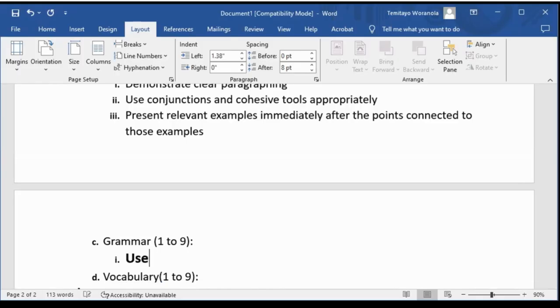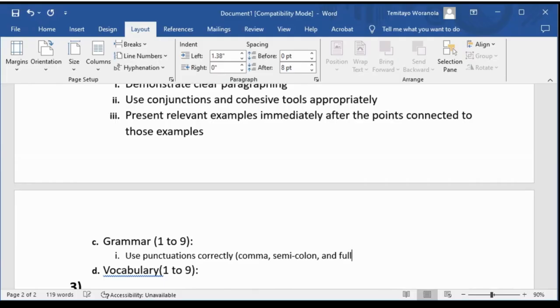Number one, use punctuations correctly. When we say punctuations, I'm referring to commas, semicolons, and full stops. Use punctuations correctly. That's number one. Number two, use the right tenses in your sentences. There are times when you'll be required to use present tense. There are times when you'll be required to use past tense. Use the right tenses.